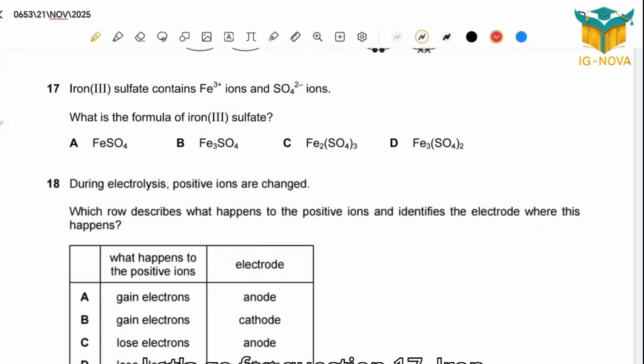Let's go for question 17. Iron(III) sulfate contains iron(III) ions and sulfate 2- ions. What is the formula for that compound?